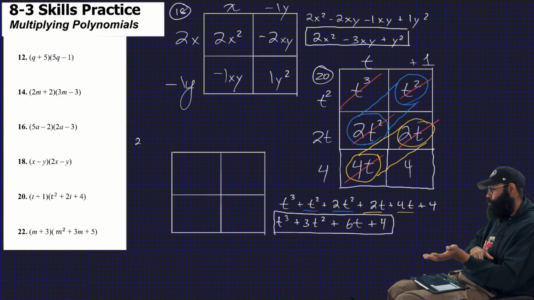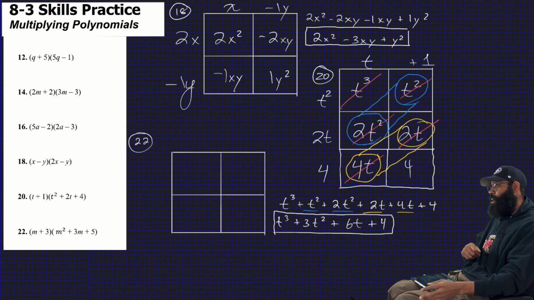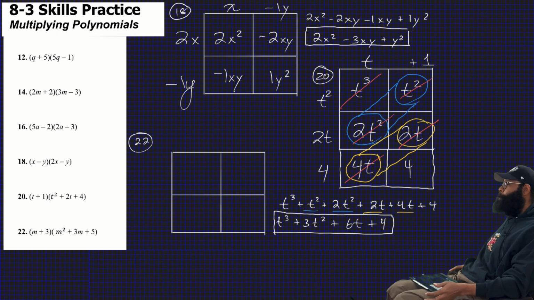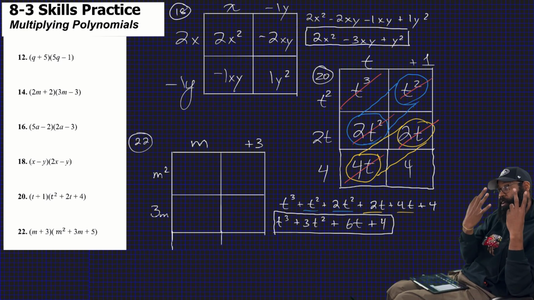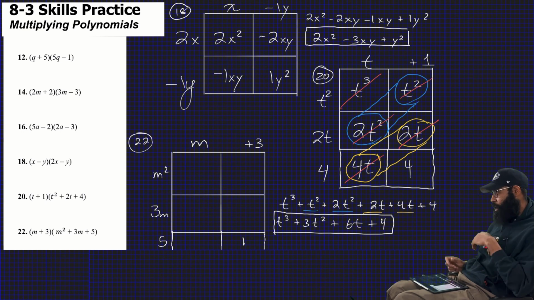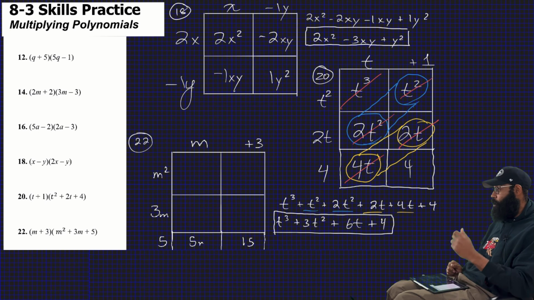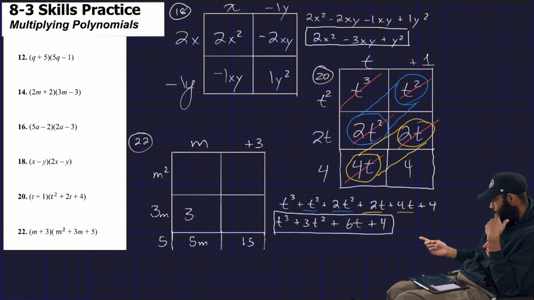So number 22. Recognizing again, I have a binomial, m and a positive 3. Gotta make some room, y'all. We're gonna have to turn that box into a 2 by 3. And I say a 2 by 3 because I have a binomial and a trinomial, right? So again, extending the box right there for you. And of course, right there on the bottom.